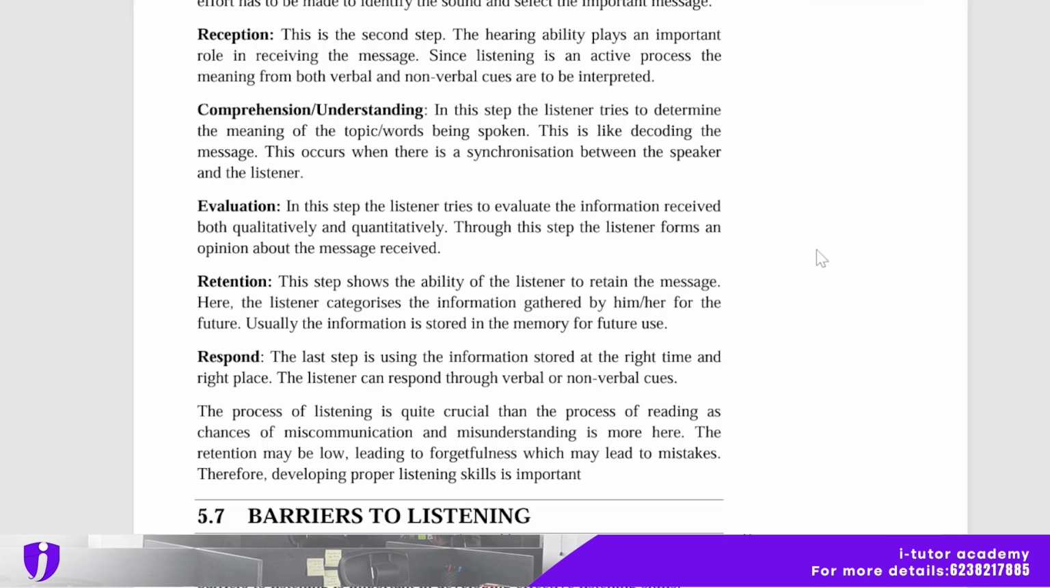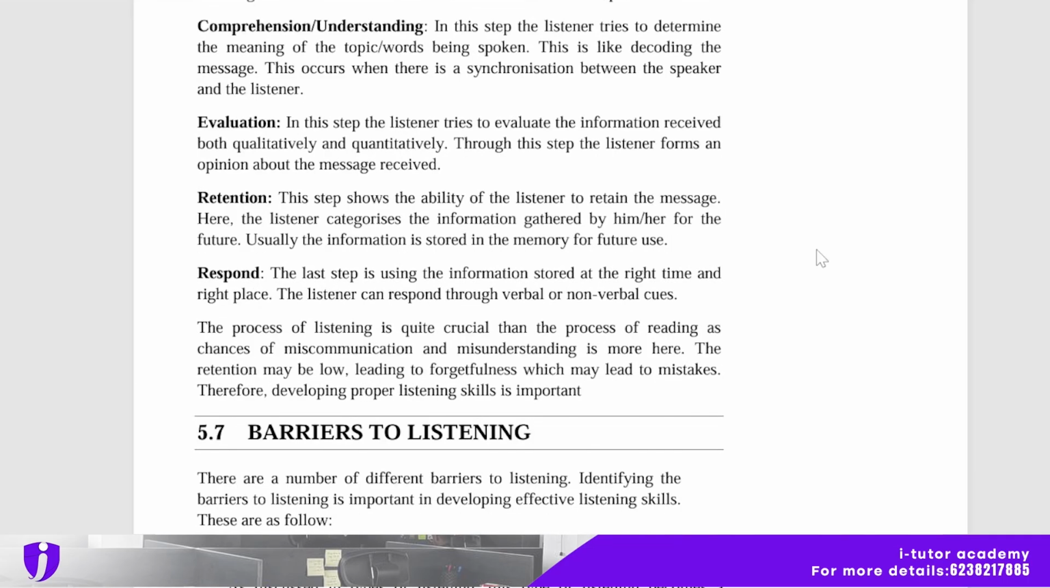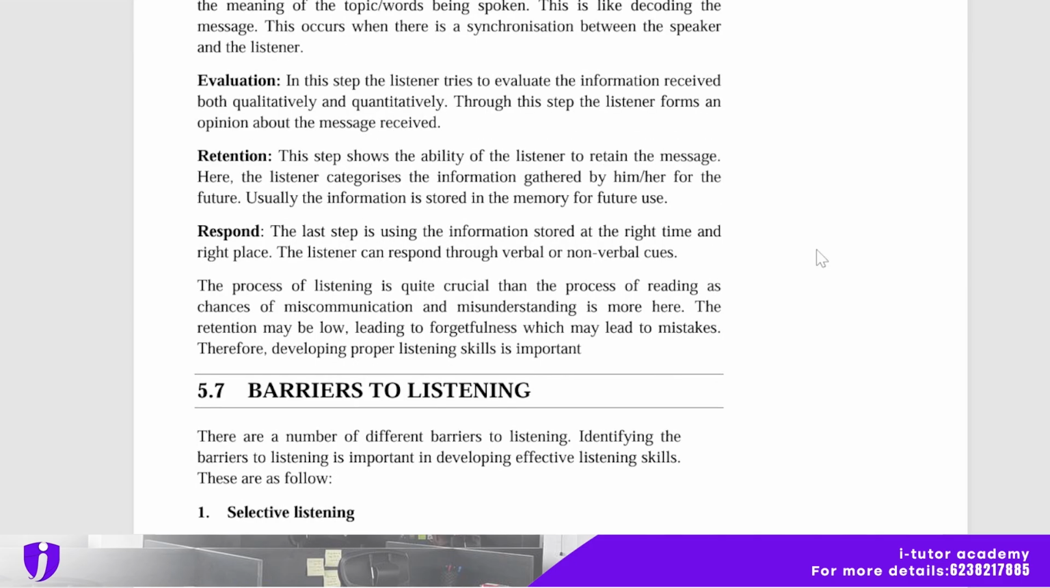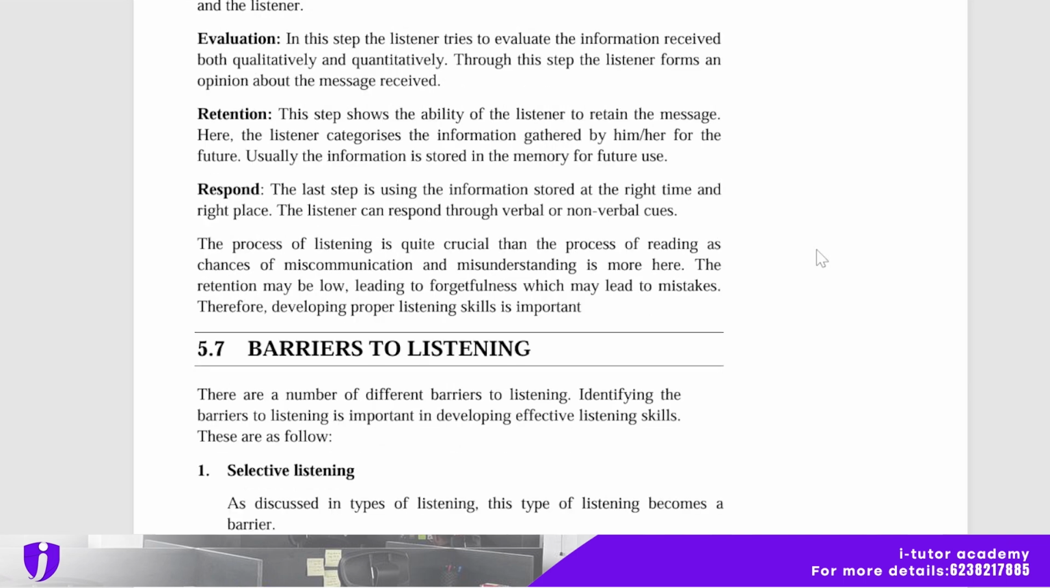Comprehension or understanding. In this step, the listener tries to determine the meaning of the topic or words being spoken. This is like decoding the message. This occurs when there is a synchronization between the speaker and the listener. Evaluation. In this step, the listener tries to evaluate the information received both qualitatively and quantitatively. Through this step, the listener forms an opinion about the message received.